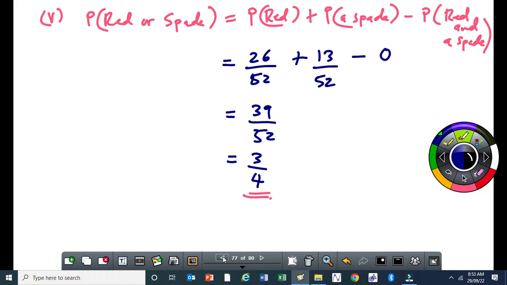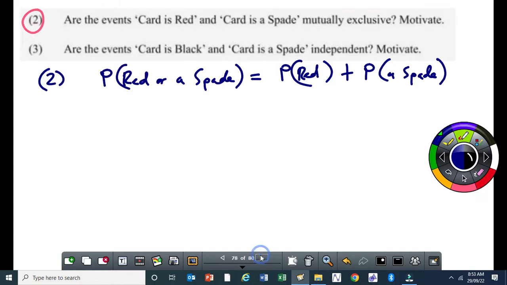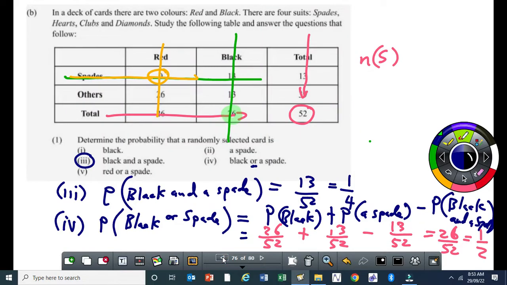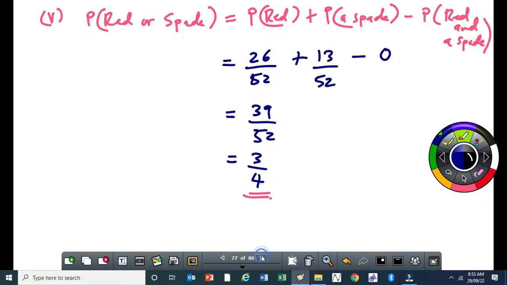Okay? The problem now comes if this answer is not correct. You are bound to have issues, and you might not be able to answer the question properly. So this is 3 over 4. That should be equal to the probability of picking a red, which is a half, plus the probability of picking a spade.